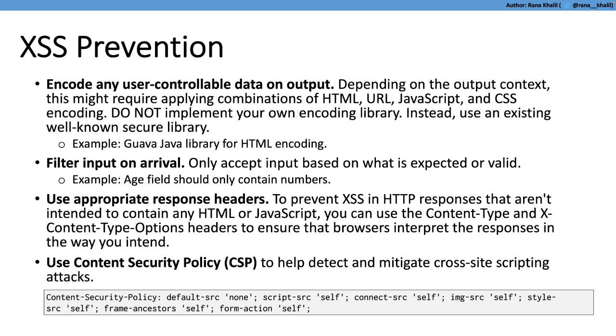when it comes to XSS prevention. So the things that you absolutely should be doing is encoding any user controllable data on output and filtering input on arrival. But as defense in-depth mechanisms, you could also use the appropriate response headers to restrict the format of your responses, and then you could also use the content security policy header to restrict where scripts, images, and resources are loaded from in the application.